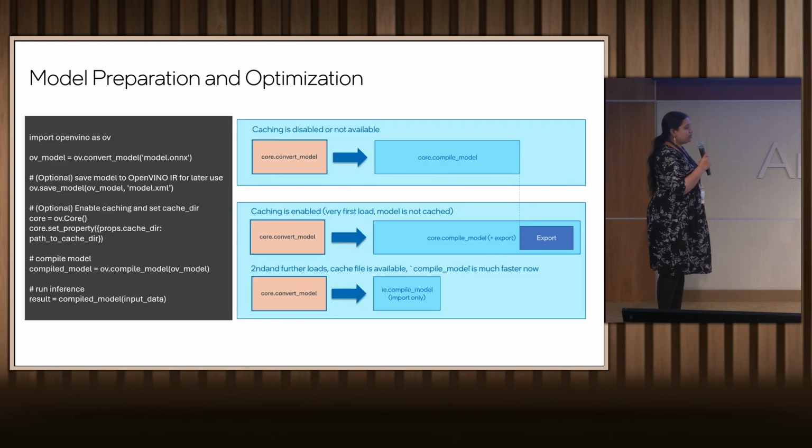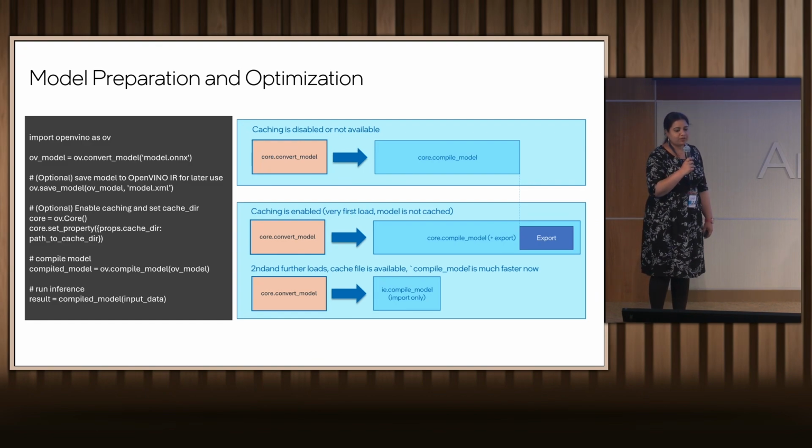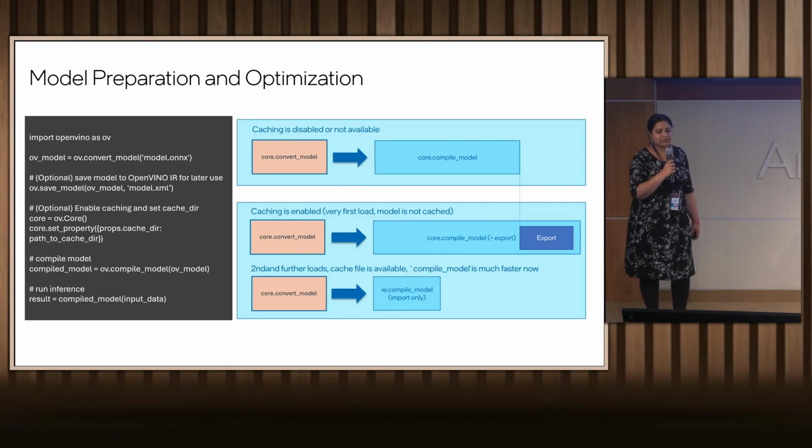Let me walk through the model preparation and optimization in more detail. This slide shows a code snippet of how to use an ONNX model and convert it to OpenVino model and then compile it to the specified target device. First, we provide the ONNX model to the convert model API in OpenVino, which will convert the model to OpenVino model. As part of this conversion process, it applies all the high-level graph optimizations that I just described behind the scenes. Optionally, we can serialize and save this model.